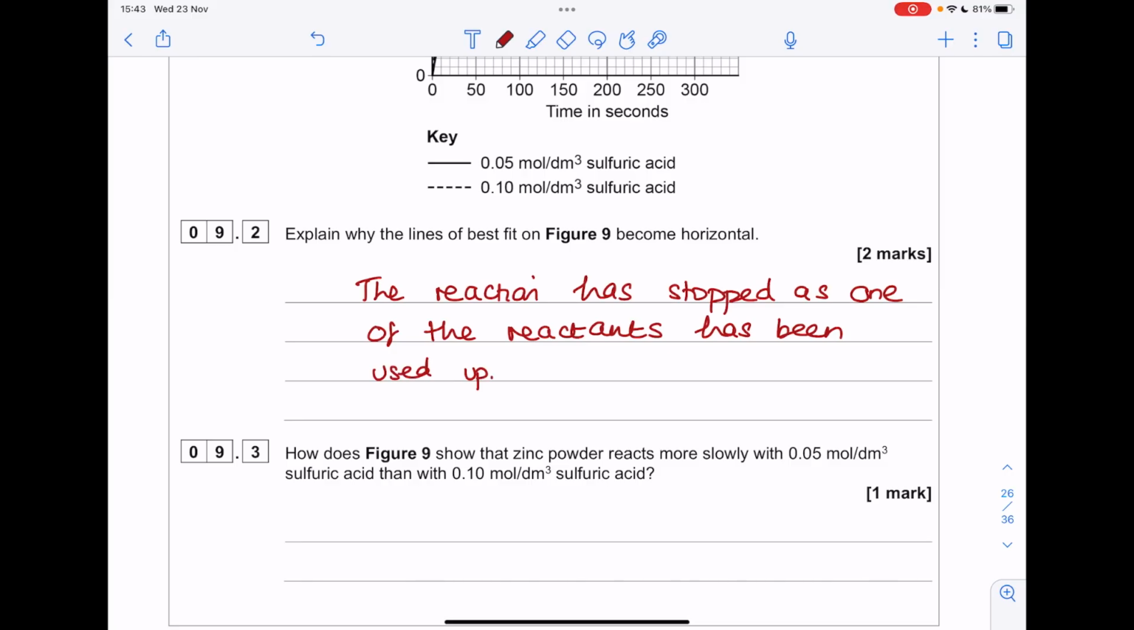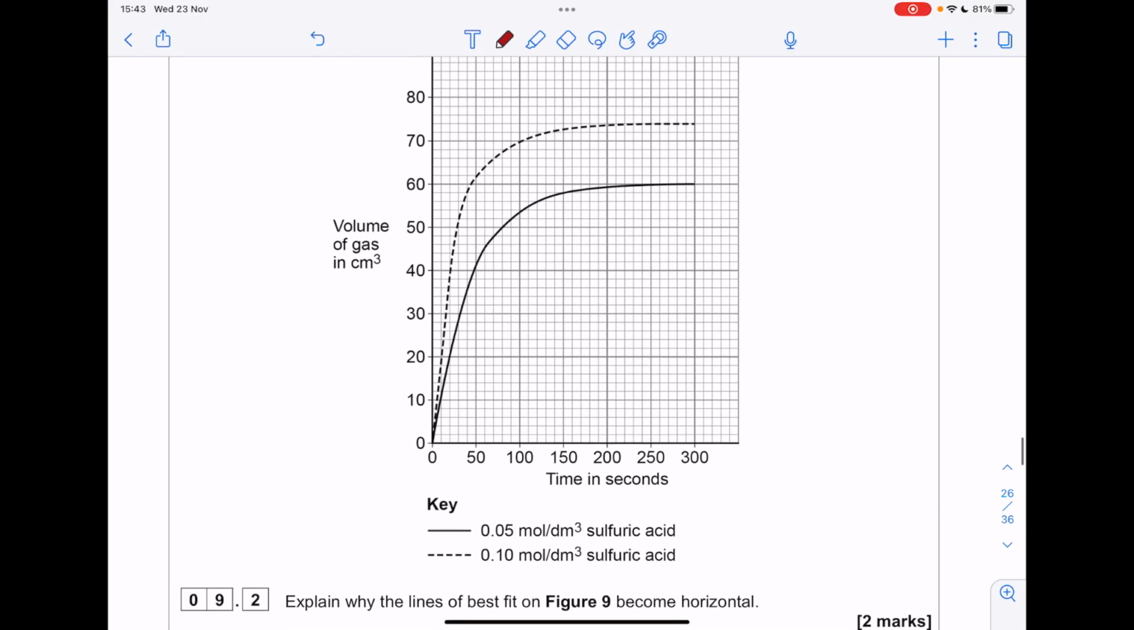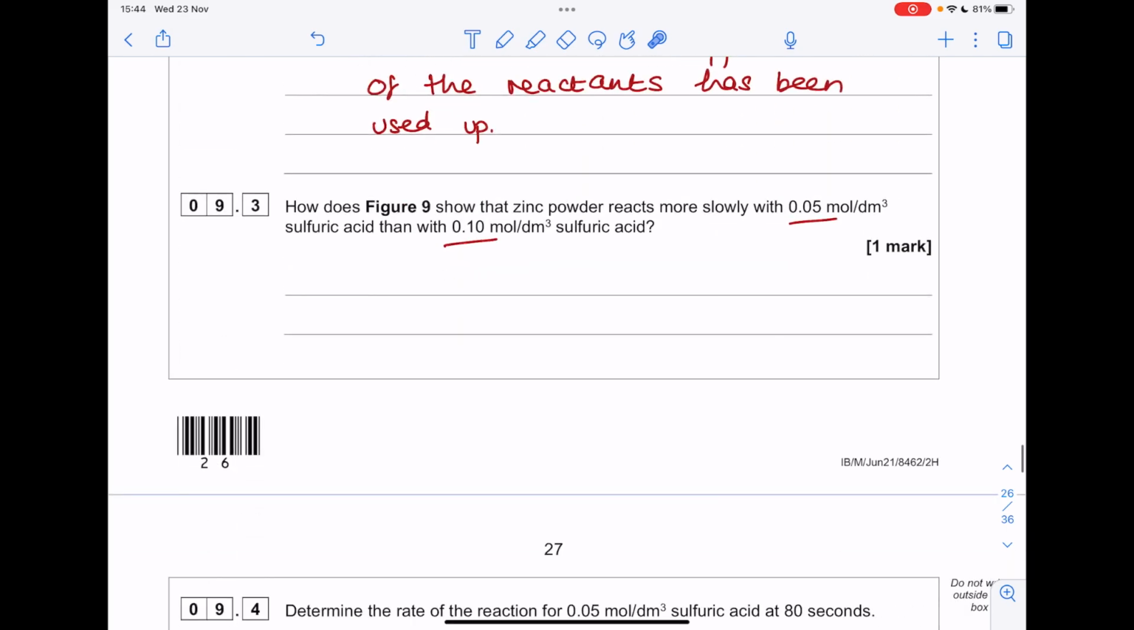How does figure 9 show that the zinc powder reacts more slowly with 0.05 mole of acid compared with 0.1? Let's label our lines. So here's our lower concentration, here's our higher concentration. What's true about these portions of the line? Well, with 0.1 molar, you can see that you have a steeper gradient.